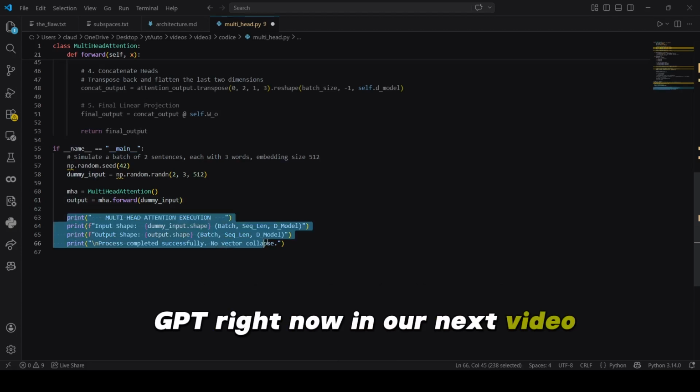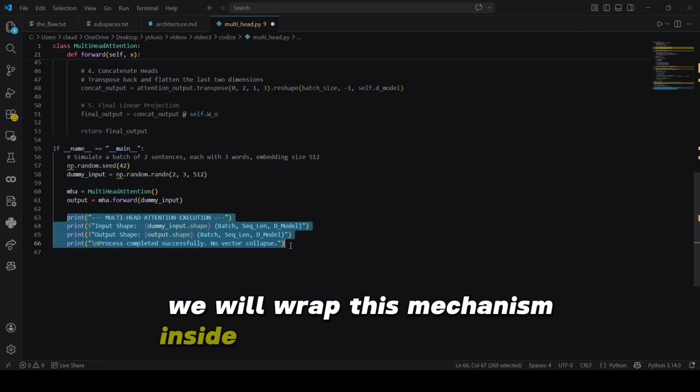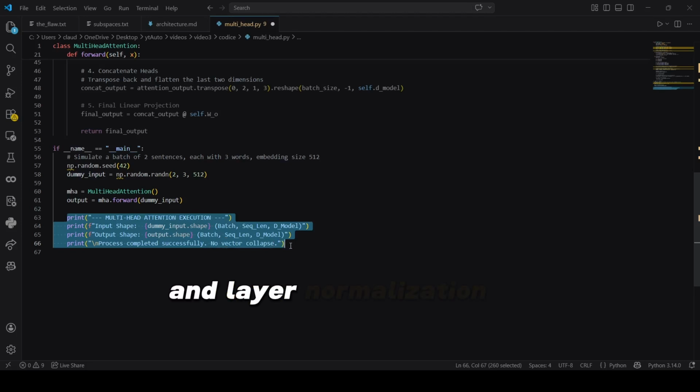In our next video, we will wrap this mechanism inside the residual connections and layer normalization that make deep learning possible.